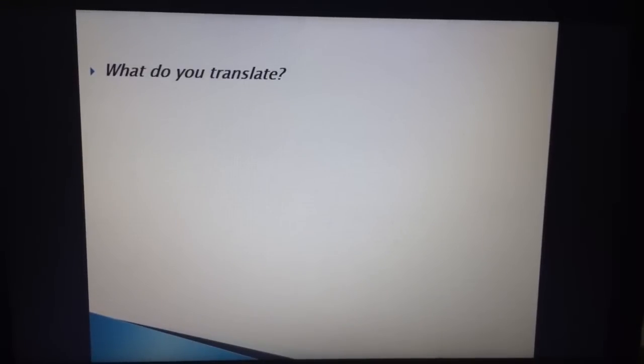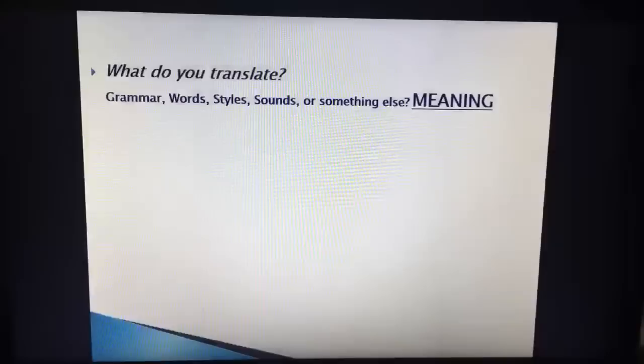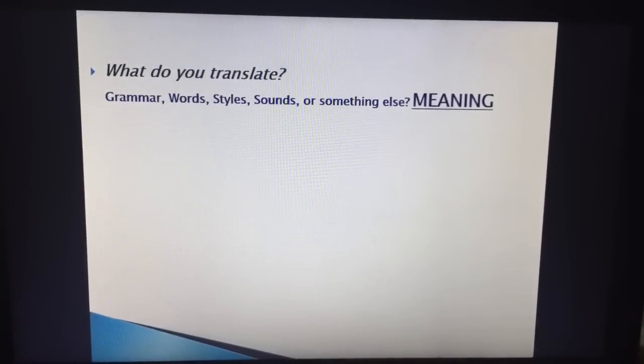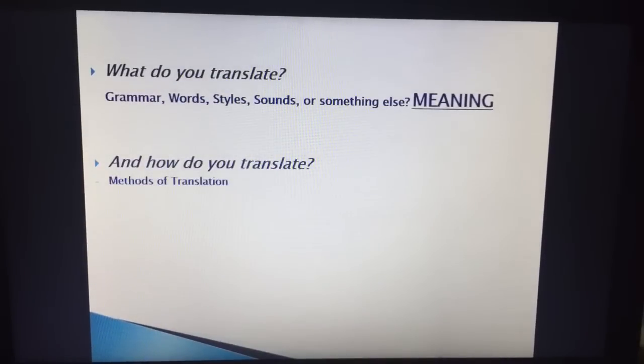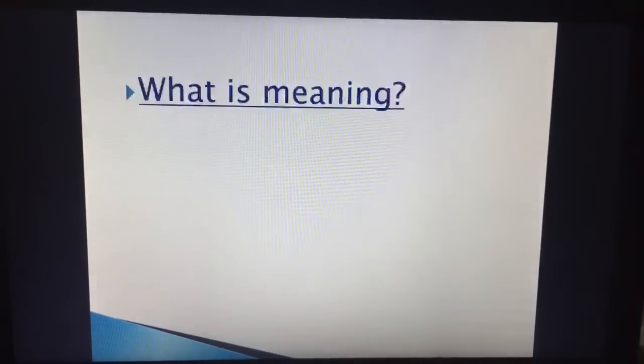So what do we translate when we translate? What do you translate really, usually? Well, what do you translate? Do you translate just grammar, words, styles, sounds, or something else? Of course, you translate meaning, on top of which you translate all the other parts that come with the meaning. And how do you translate them? Of course, you use methods of translation, and you look at the process of translation, what it is.